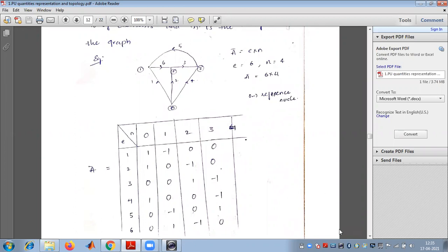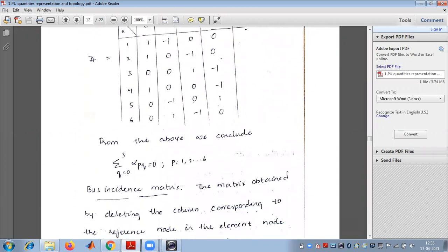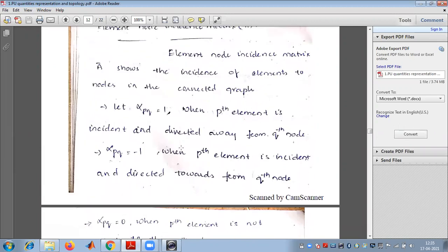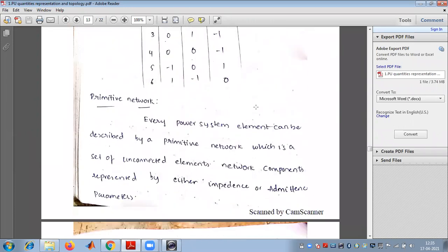Okay, so that's all for today, and the remaining things we shall see in the next class. How can we write the generalized expression, how can we form the element node incidence matrix? Now just now we have seen the element node incidence matrix. So similarly you will have the bus incidence matrix, bus admittance matrix, primitive network, etc. Later we will see it in the next class, right?